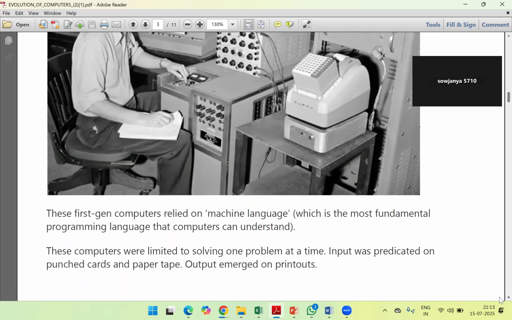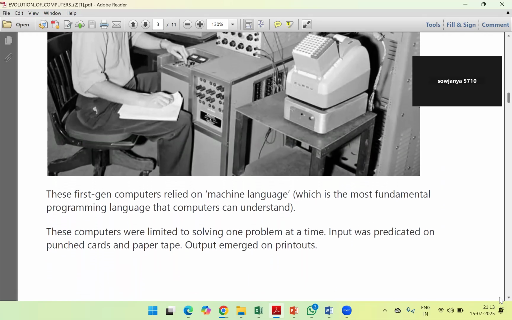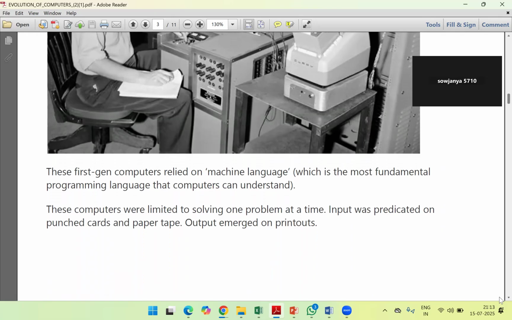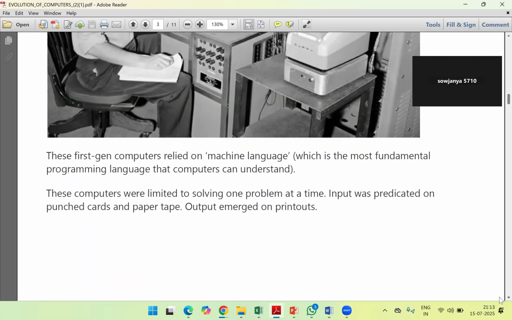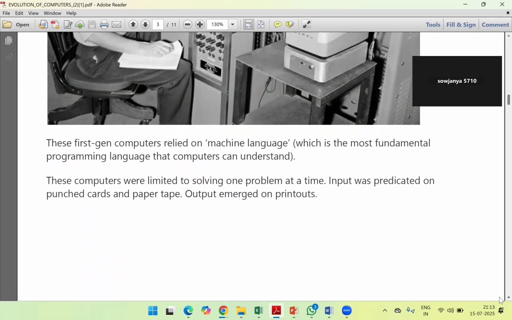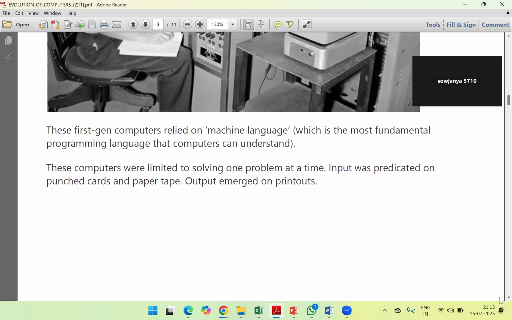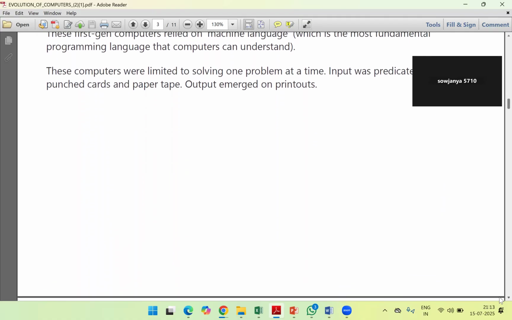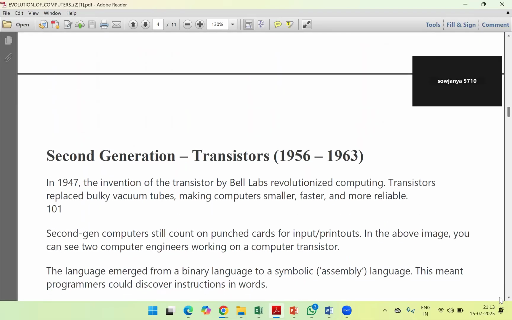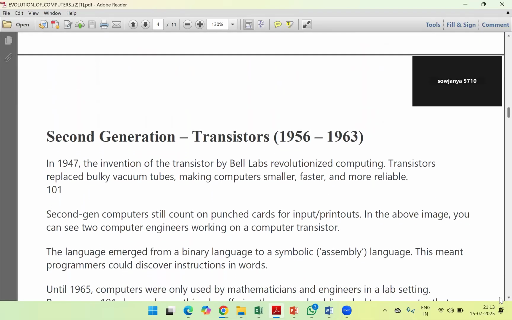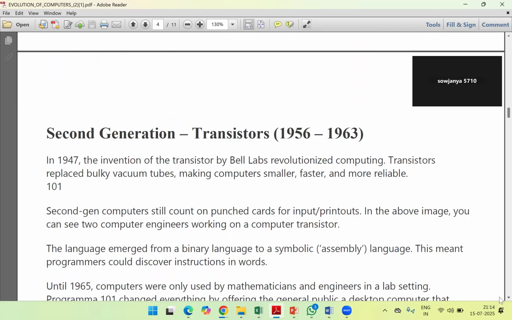The first generation computers relied on machine language. What is machine language? Zeros and ones. These computers were limited in solving problems because input was via punched cards or paper tape. Output emerged on printouts. So whatever we expect will be on printouts. Now the second generation, using transistors, that is 1956 to 1963.